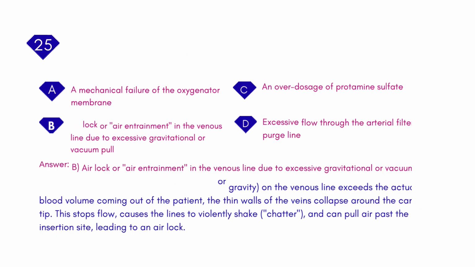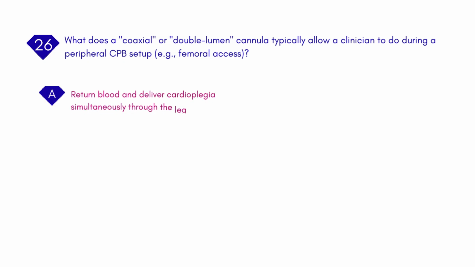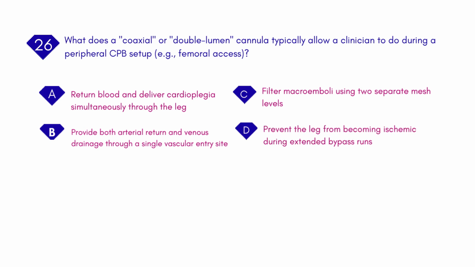What does a coaxial or double-lumen cannula typically allow a clinician to do during a peripheral CPB setup, e.g., femoral access? A. Return blood and deliver cardioplegia simultaneously through the leg. B. Provide both arterial return and venous drainage through a single vascular entry site. C. Filter macroemboli using two separate mesh levels. D. Prevent the leg from becoming ischemic during extended bypass runs.